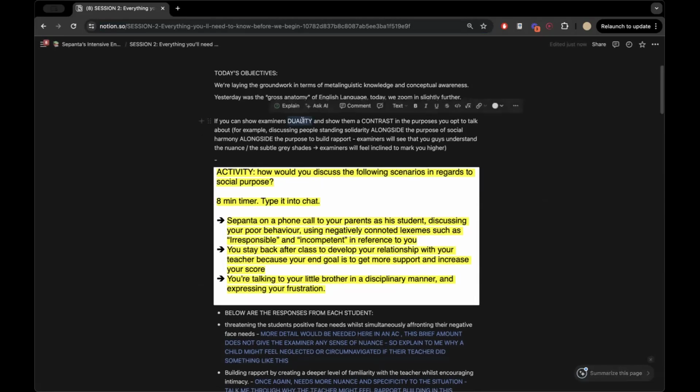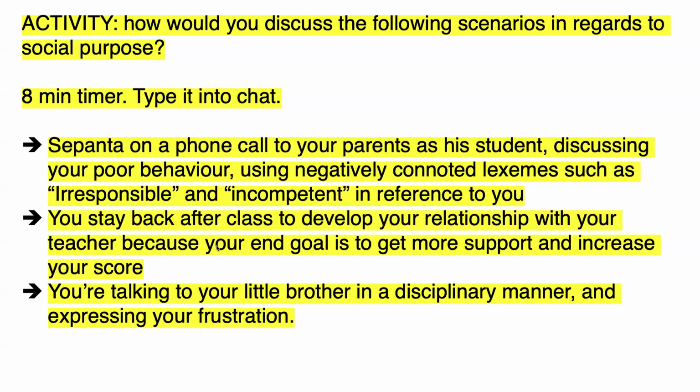Beautiful. Duality, right? Now, let's go back to the slides and continue on with our content. That was our little segment on social purpose, right?